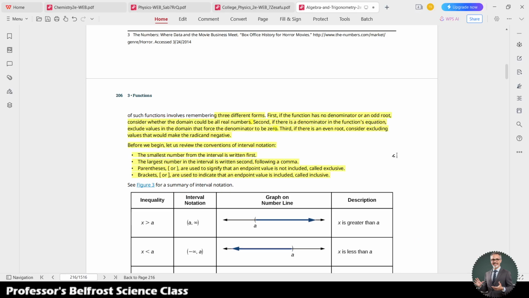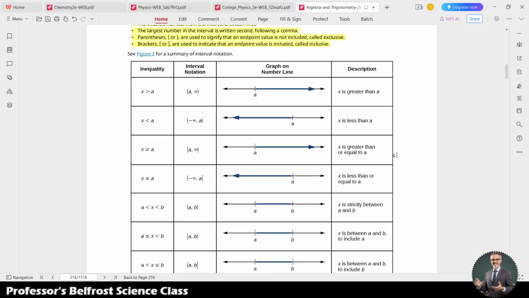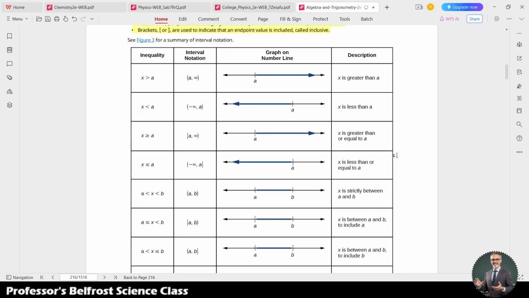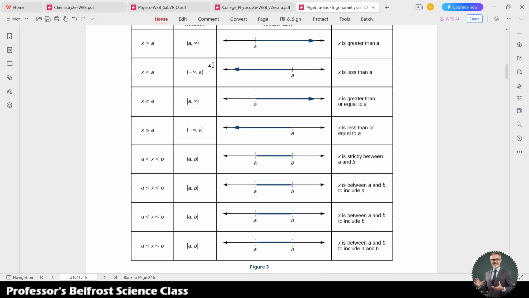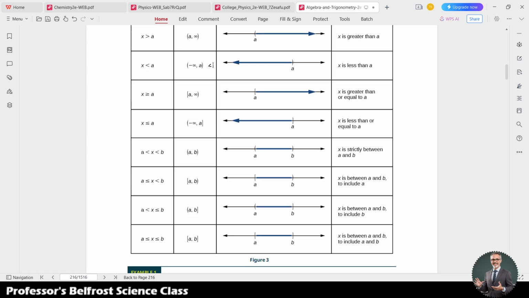And here's the summary of how to do this. Okay, interval notation. Actually, we have encountered this before, in the last chapter, right?